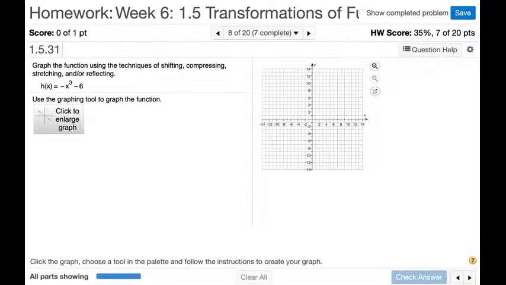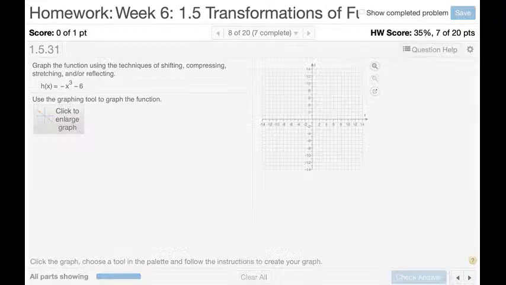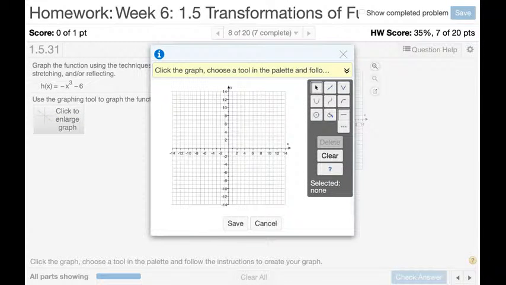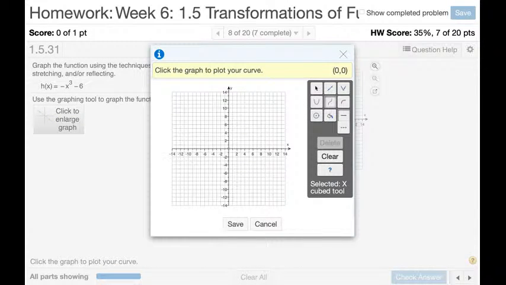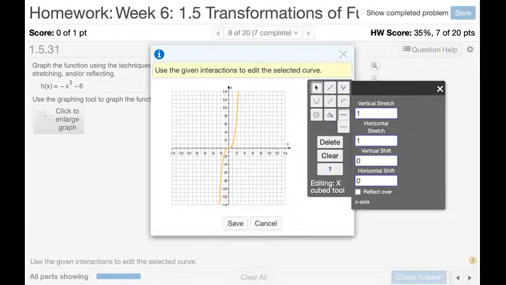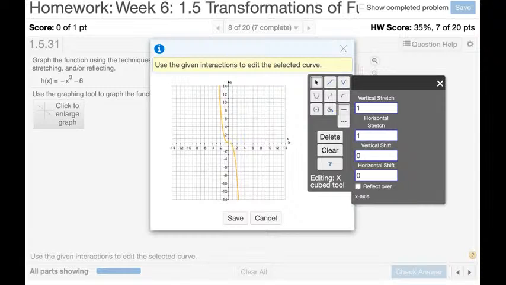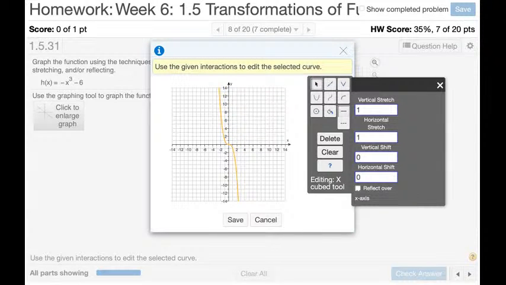Okay, so this is going to be a cubic function. We're going to flip it vertically and then move it down by 6. So flip it top to bottom and then move it down by 6. This one, so I'm going to click in the center, and reflect over the x-axis. And then move it down by 6. Negative 6.